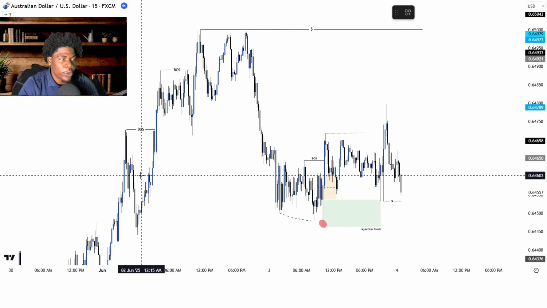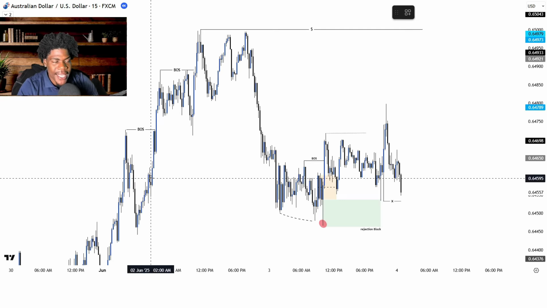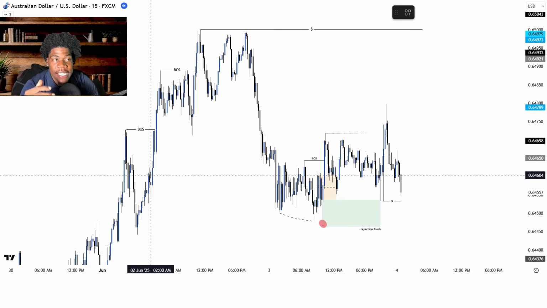Now let's hop on the charts and go over how to execute this strategy live in action. Before we continue the video, we're currently looking at the AUD/USD on the 15 minute time frame. This will be a scalping model example. Say we're starting from the 15 minutes and then scale down to the 3 or the 1 minute time frames to find our entries.